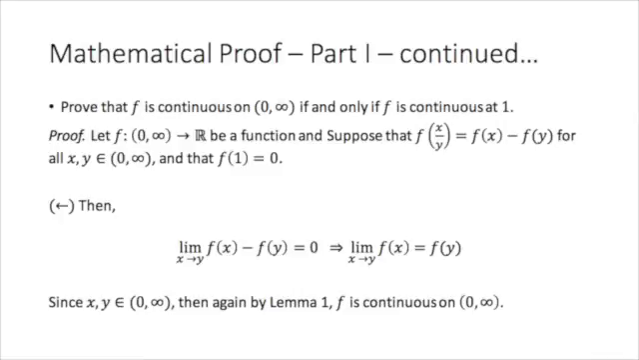And since y belongs to the open interval from 0 to infinity, then it means that you have a function that is continuous over y and over the whole of the interval. By lemma 1, f is continuous on 0 to infinity. So we come to part 2 of the proof.